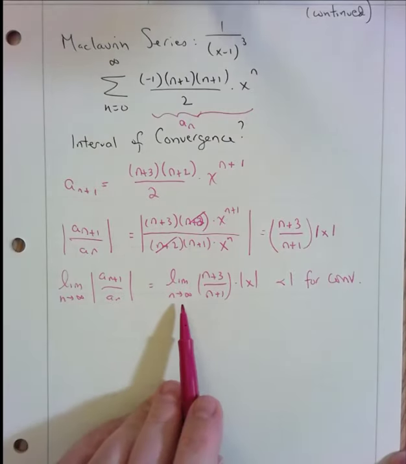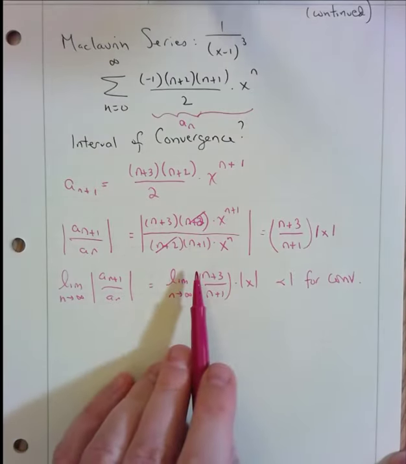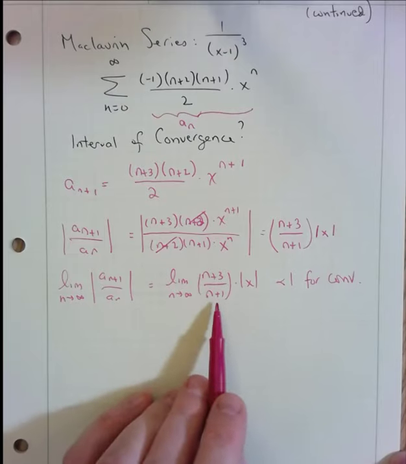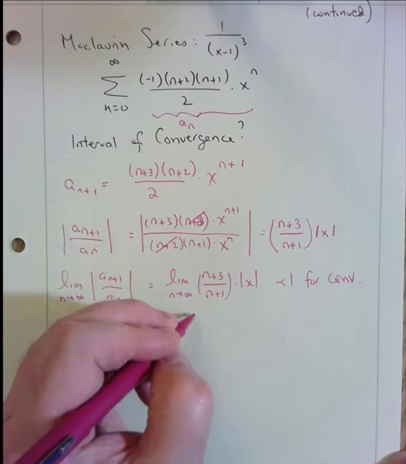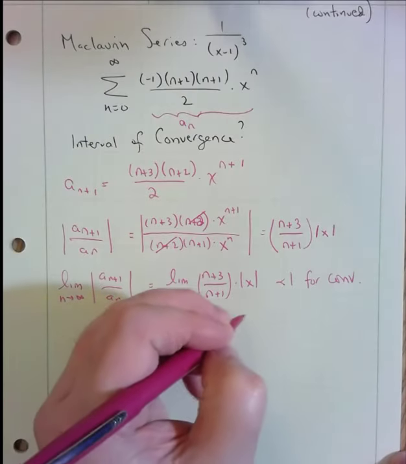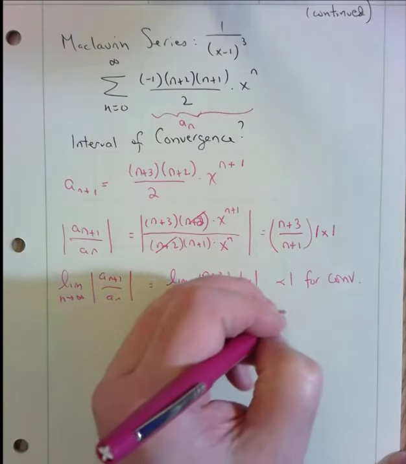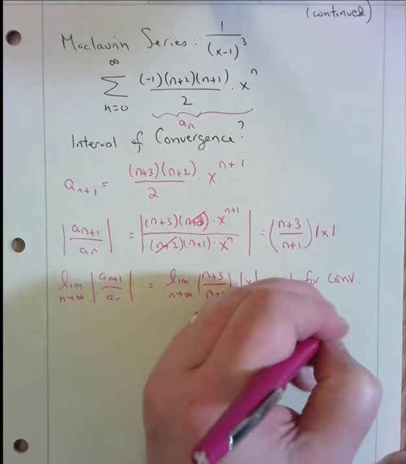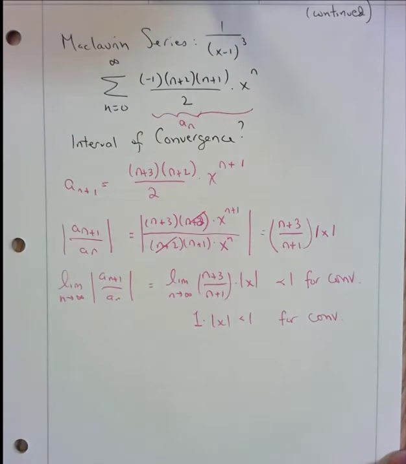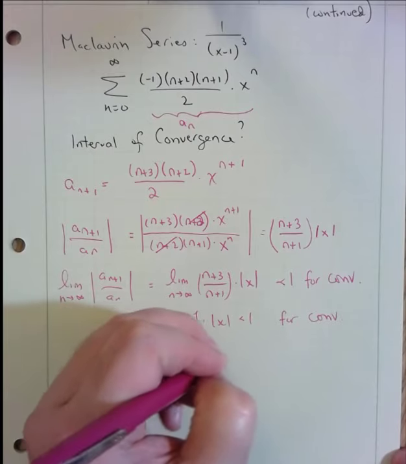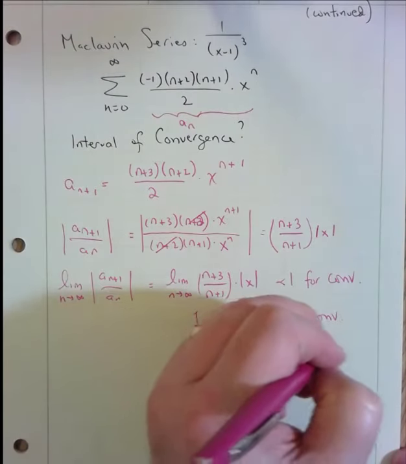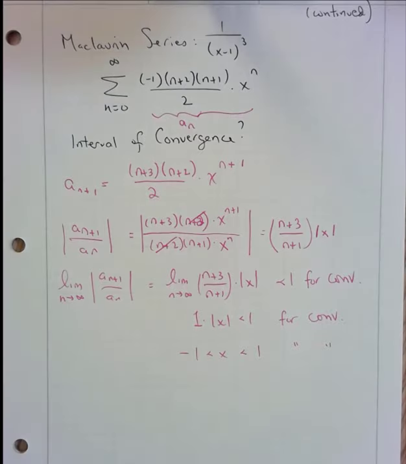Now the limit as n goes to infinity of all of this will be the limit as n goes to infinity of this quotient, which is 1 times x. So we need 1 times the absolute value of x to be less than 1 for convergence, and that's just the absolute value of x is less than 1, and so that corresponds to the interval from -1 to 1.